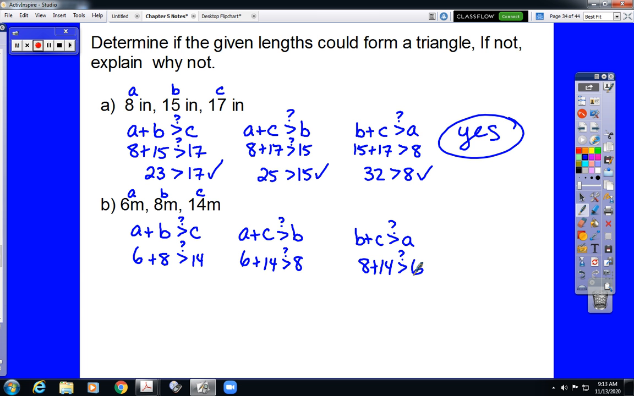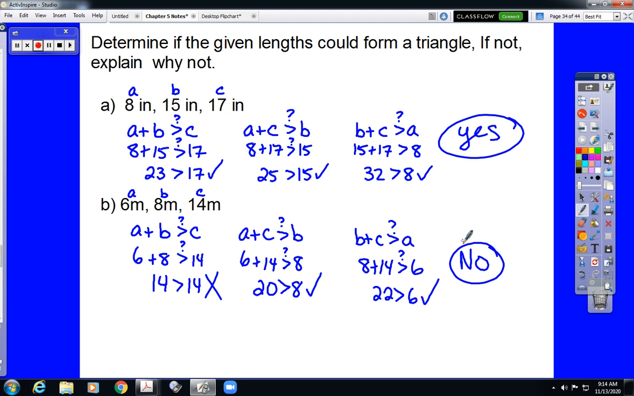So we go in and we check, and we ask ourselves, is 14 greater than 14? No, it is not. Is 20 greater than 8? Yes, it is. Is 8 plus 22 greater than 6? Yes, it is. The answer, however, is no, because of this false statement. 6 plus 8 is not greater than 14 would be our explanation.